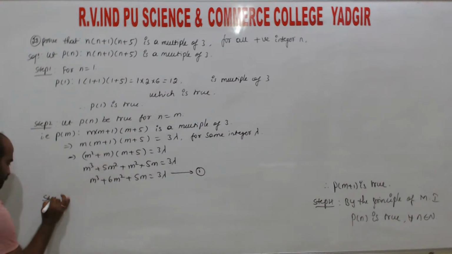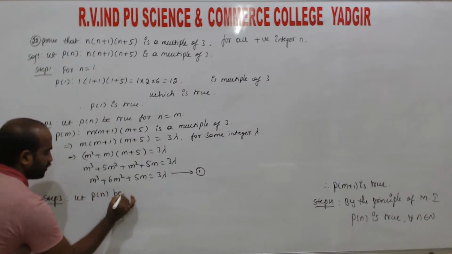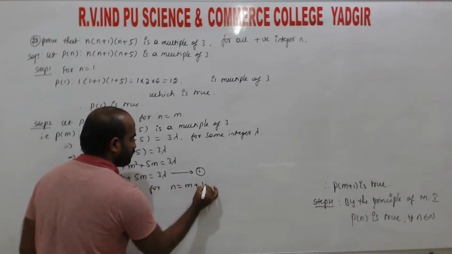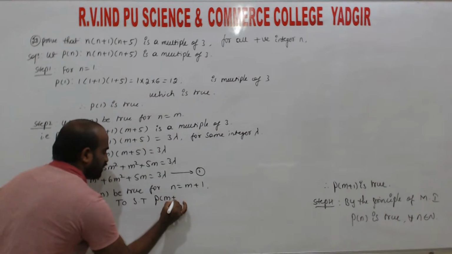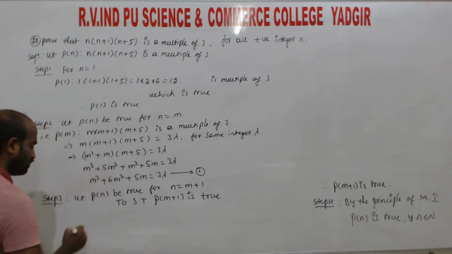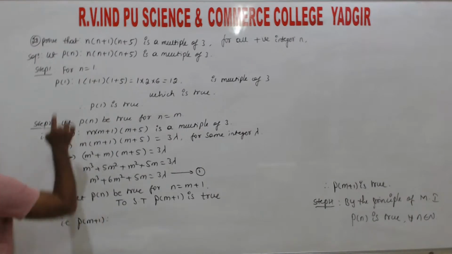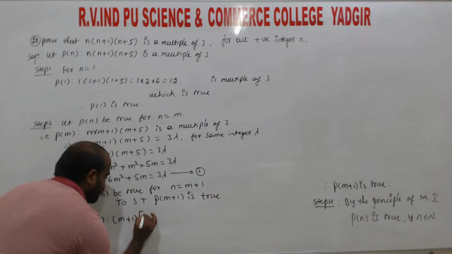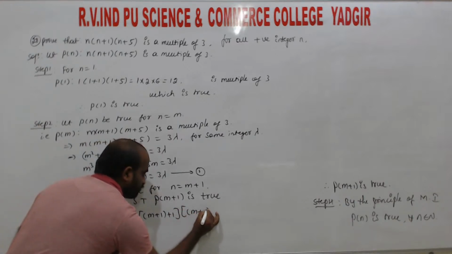Next, step 3. Let P of n be true for n is equal to m plus 1. To show that P of m plus 1 is true, that is P of m plus 1: m plus 1 into m plus 1 plus 1, into m plus 1 plus 5.